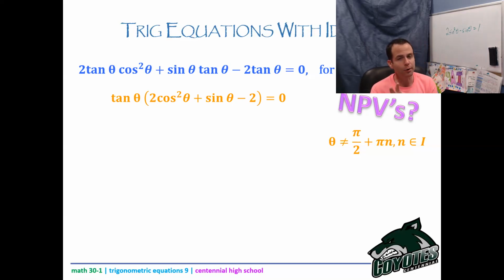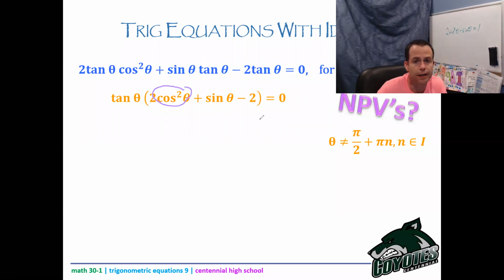I don't really want a factor that involves cos squared theta and sine theta. There's not really a whole lot I can do with that. So let's take my cos squared theta and change that to sine. I can do that using the Pythagorean identity. Cos squared theta is going to be 1 minus sine squared theta.